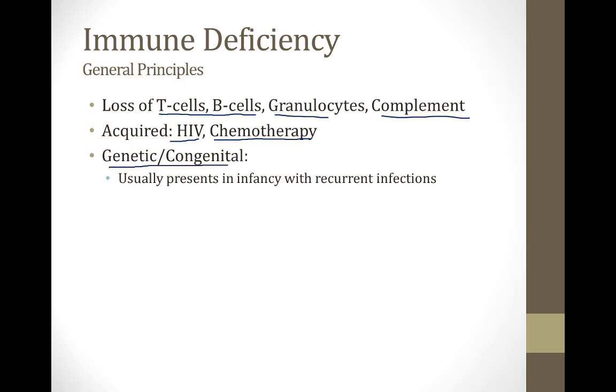What we're going to talk about in this module, however, are rare causes of immune deficiency that are either genetic or congenital. These usually present in infancy with recurrent infections, and they happen because babies are born missing an important component of the immune system.